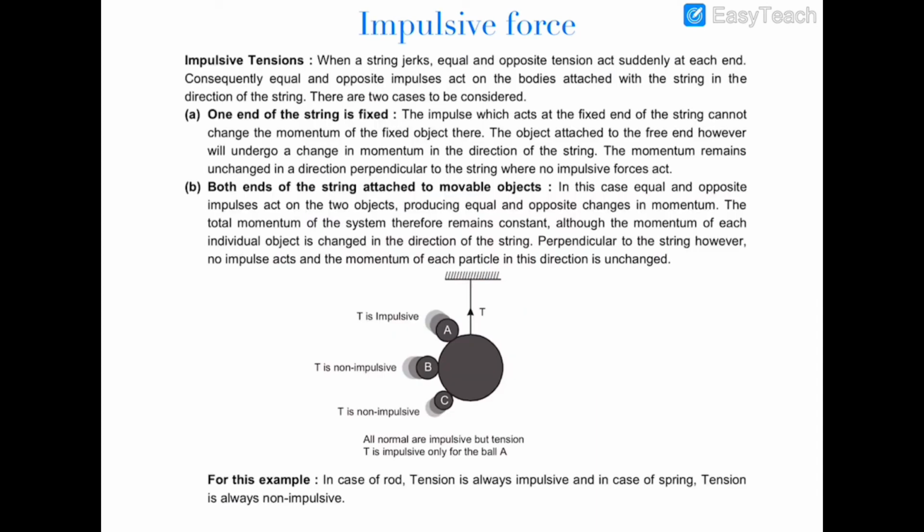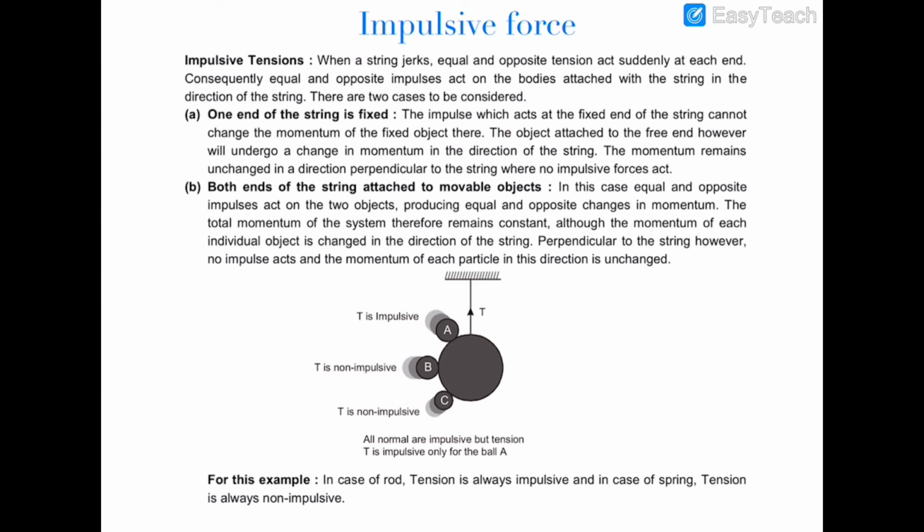Now, impulsive tensions are the tensions which are developed in the rope. When we create some jerk in the rope, equal and opposite tensions suddenly start to act on each end, and therefore equal and opposite impulses are applied on the bodies which are attached to both ends of the string.